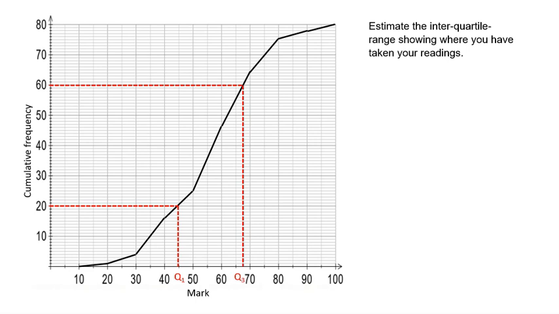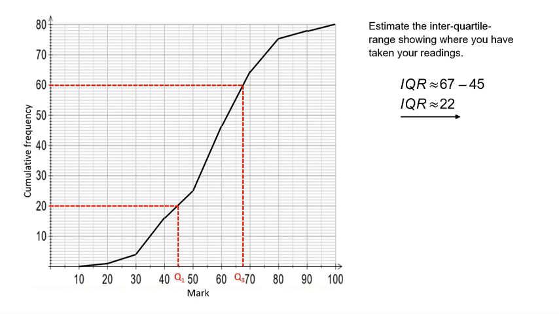We read off those data items, and remember, the interquartile range is just the difference between our third quartile and our first quartile, and we get approximately 22. When we mark this, we are lenient, give or take a couple of marks or units either way, but try and work as accurately as possible.